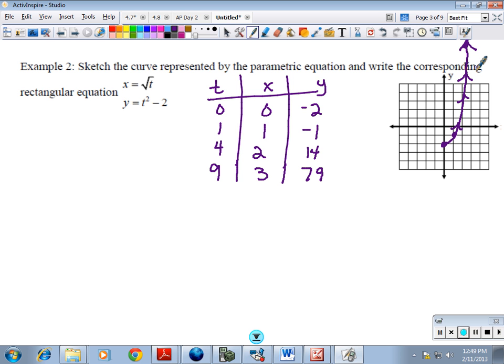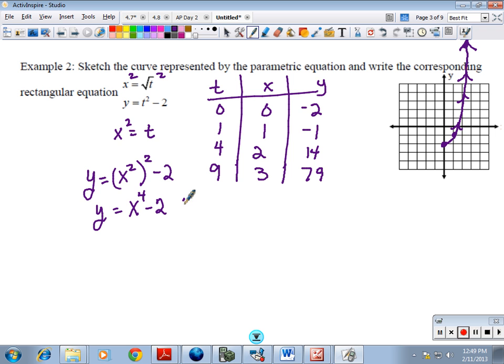So now what we're going to do is we're going to go ahead and write the corresponding rectangular equation. If I solve this, I could square both sides. So x squared equals t. I'm going to fill it back in where the t is. So it would be y equals x squared squared minus 2. That's x to the 4th minus 2. And I'm going to go ahead and say that x has to be greater than or equal to 0.